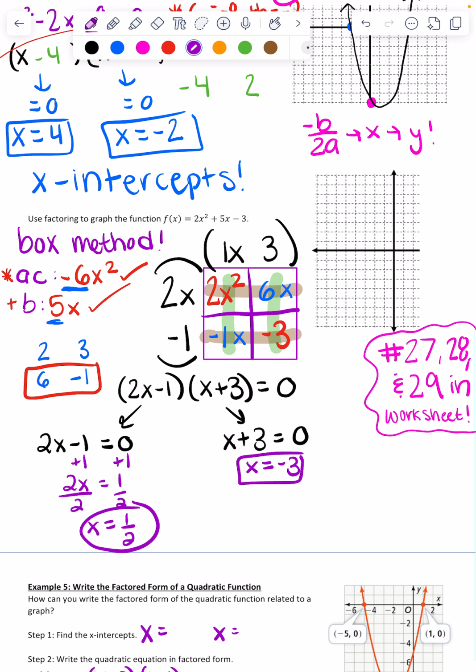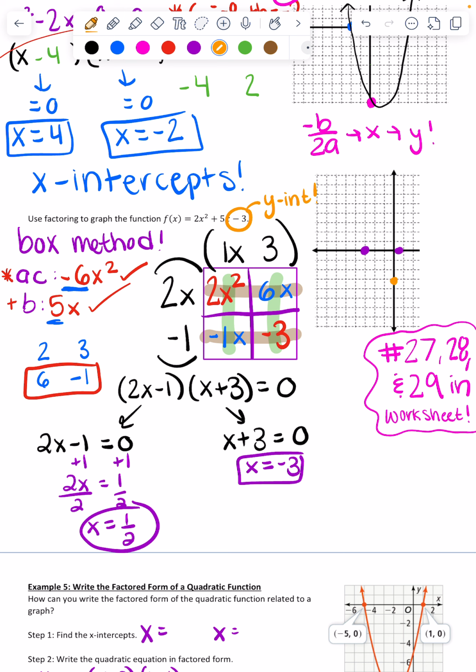Let's go ahead and head to our x-axis and plot those points. -3 and 1/2. All right. And since this has a positive a value, we should have some upwards U shape. But how do we make this a little bit more accurate? Last thing we're going to do is steal our y-intercept. So where we cross the y-axis is at -3.